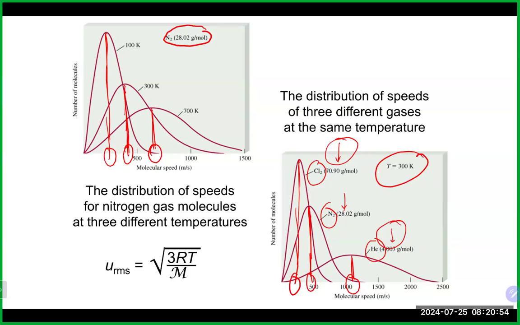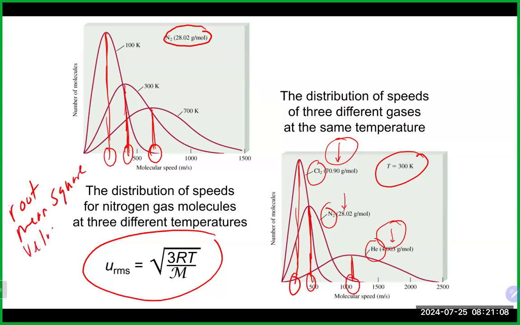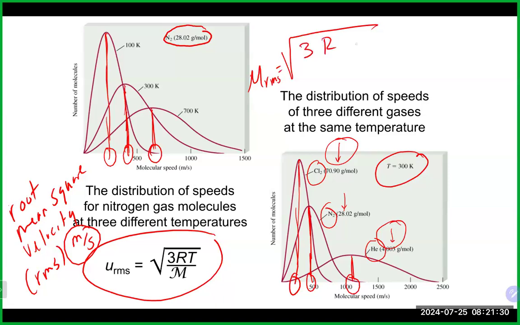You could actually calculate how fast a gas molecule is going by calculating the RMS. This is what is known as the root mean square velocity, the RMS. It is typically in units of meters per second, is basically what you would calculate. And this is the square root of 3 times R times the temperature, divided by the molar mass.